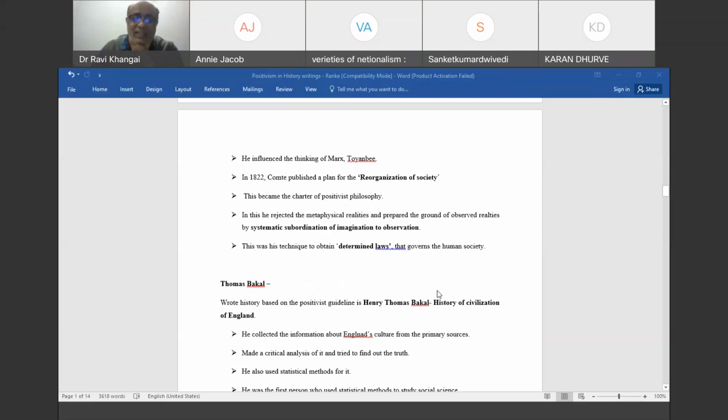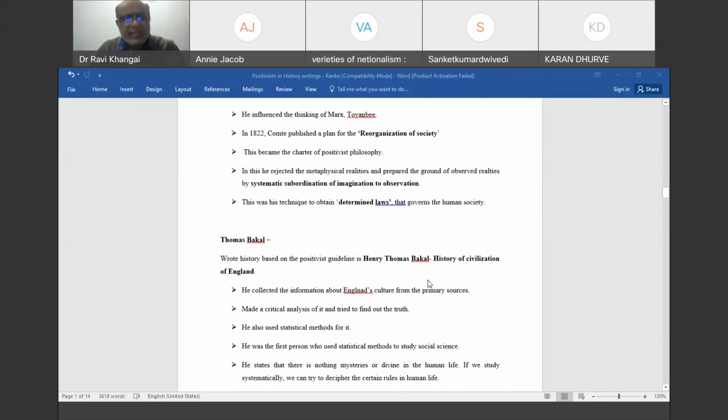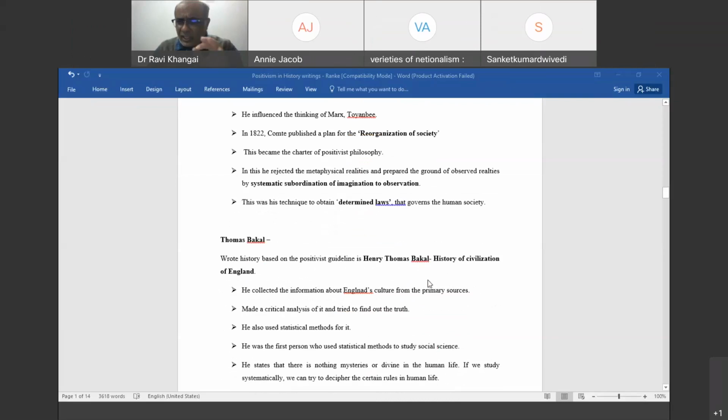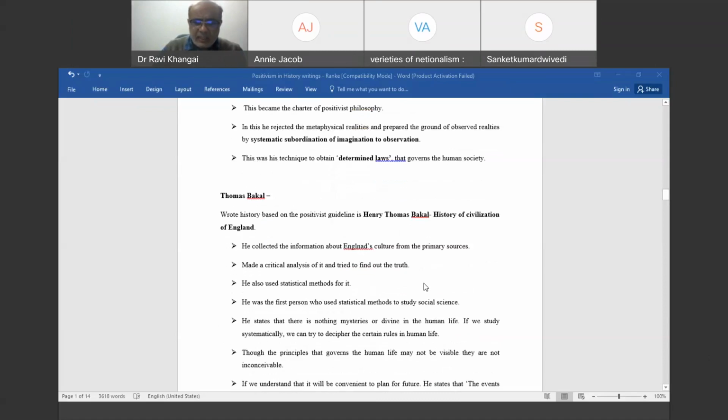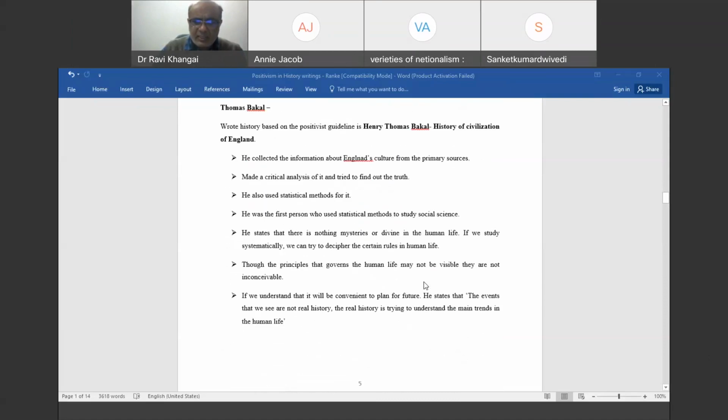Then another important positivist thinker is Thomas Buckle, and he wrote History of Civilization in England. I'm just telling you the names of a few of the thinkers who wrote their texts based on the positivist trend. That is scientific investigation of the resources, giving proper footnotes, references, and bibliography, which is generally accepted now. Now everybody, whenever they go for research, does give footnotes and bibliography. So this Thomas Buckle also made a critical analysis of the sources that were available to him.